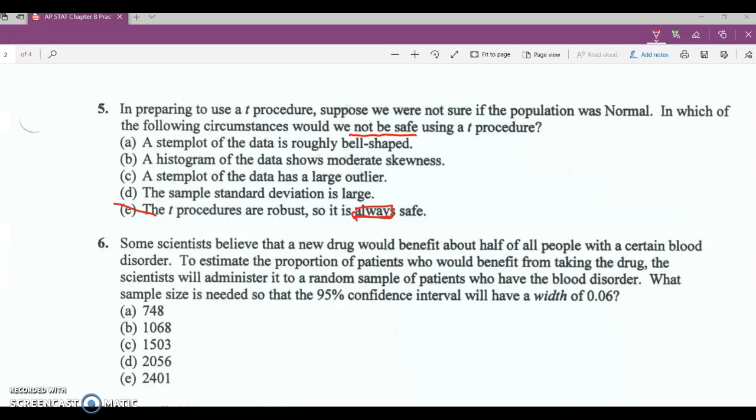Sample standard deviation is large. That makes no difference. Stem plot of the data has a large outlier. I can't go on if I have an outlier. Moderate skewness, that's okay. Roughly bell-shaped, that's great. That's perfect. So our answer is C.